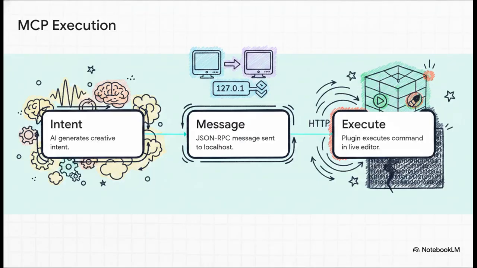And this brilliantly illustrates the elegance of the solution. First, the AI generates a creative intent based on your prompt. Second, it fires off a simple JSON RPC message to your local host. And finally, the MCP plugin catches that message and executes the command directly inside the live editor. The AI completely bypasses those impenetrable binary files on disk by sending HTTP commands over a local 127.0.0.1 connection right to a running instance of Unreal Engine.